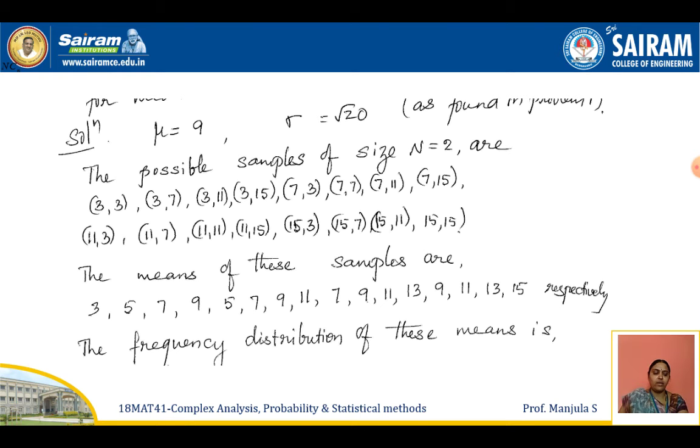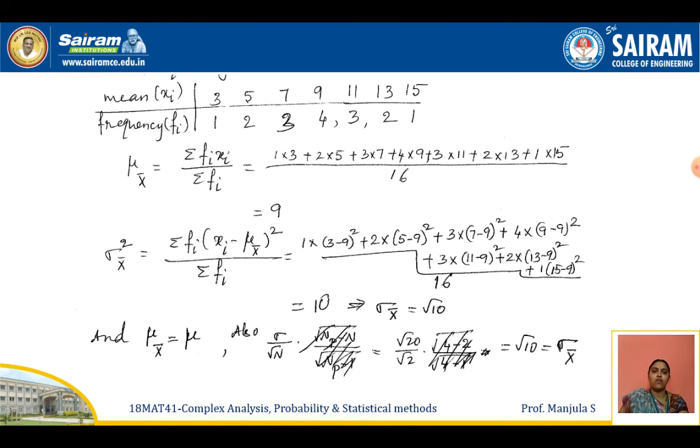So now we'll find out the frequency distribution for this mean. First we'll take the number 3. We got that number only one time, so the frequency is 1. Now we'll take the number 5. I think we got it 2 times. The number 7 is 3 times, 9 is 4 times, 11 is 3 times, 13 is 2 times, 15 is 1 time. So only the repeated count we are going to take as the frequency.